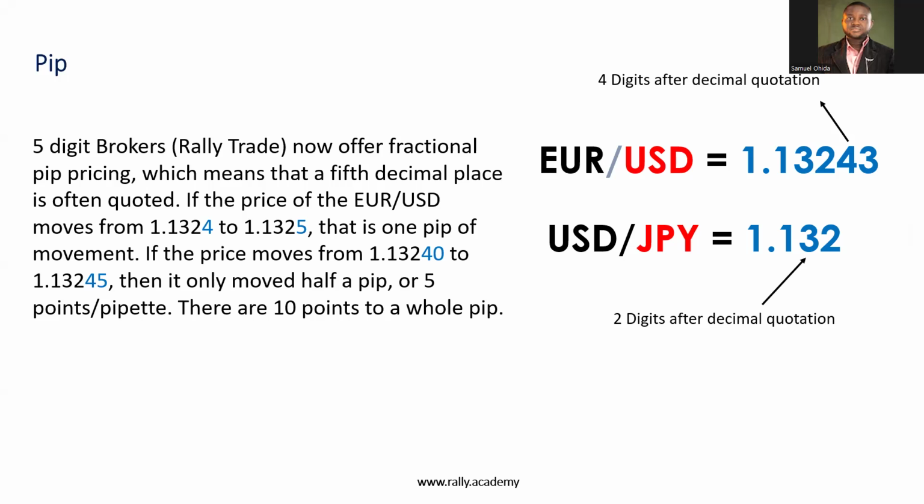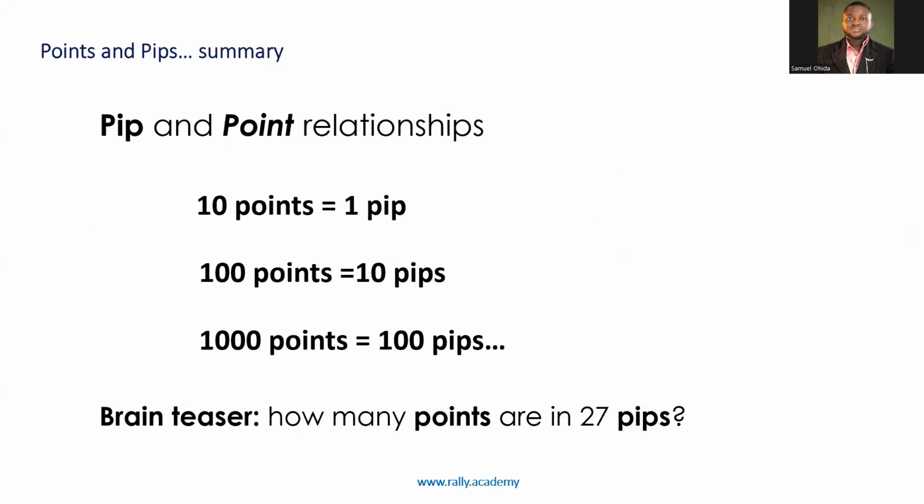So what we have here is USD/JPY equal to 1.132. If I was adding 1 pip to this, I would be adding that 1 pip to the 3. So what I will get is 1.142. Okay, so we have pip and we have point, and they have a relationship.